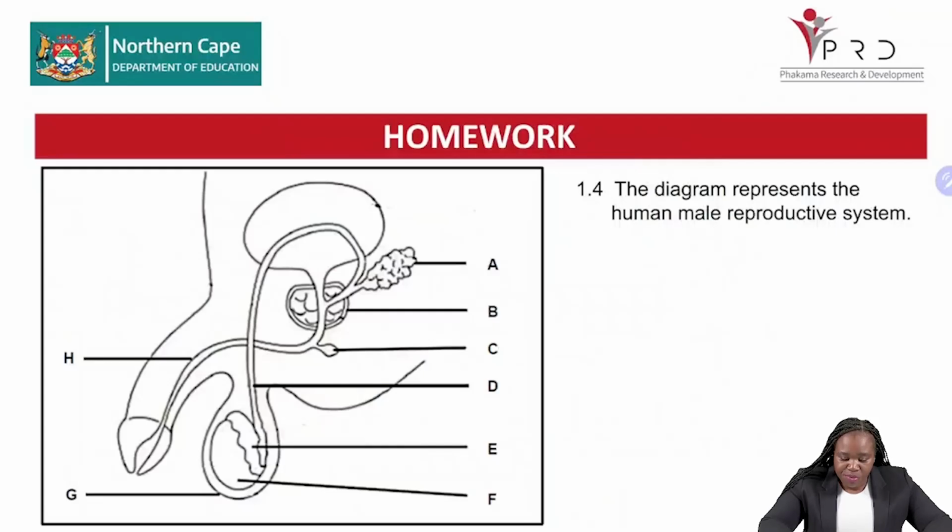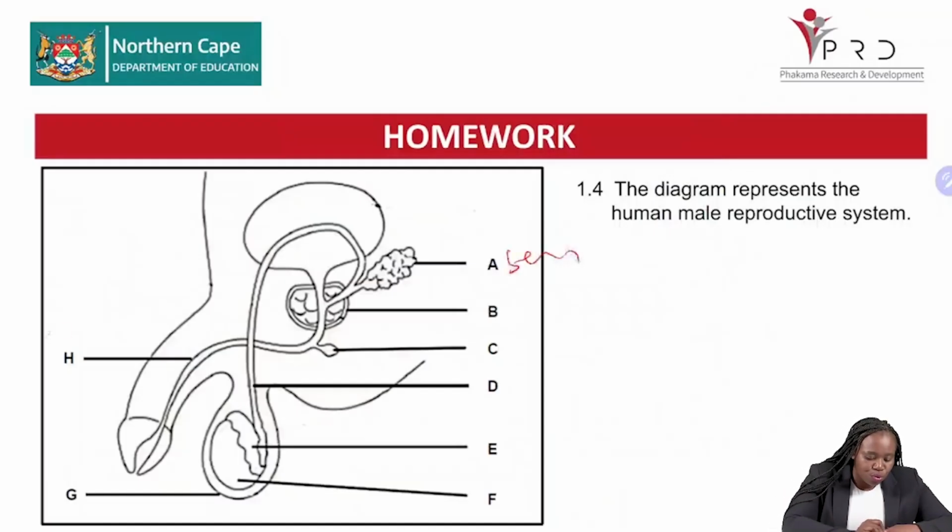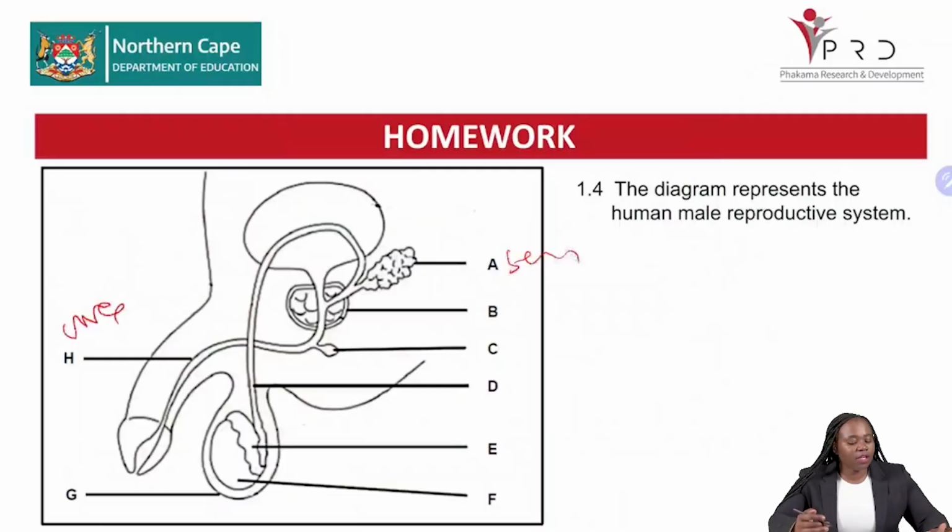The diagram represents the human male reproductive system. So you're going to look at the human male reproductive system again. Just give the labels from the seminal vesicle to the urethra. Remember, there is really no use for you to label these different parts if you don't know the functions. So know the functions of each of these labels, and then you will be able to answer any question on the system.